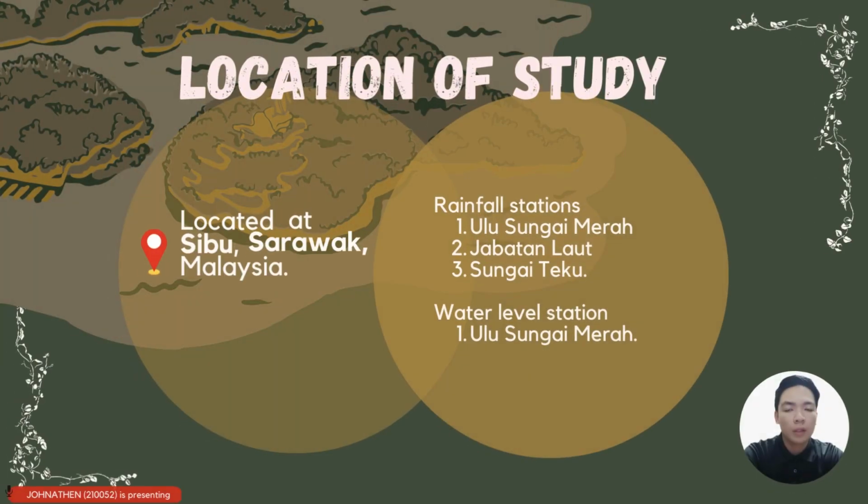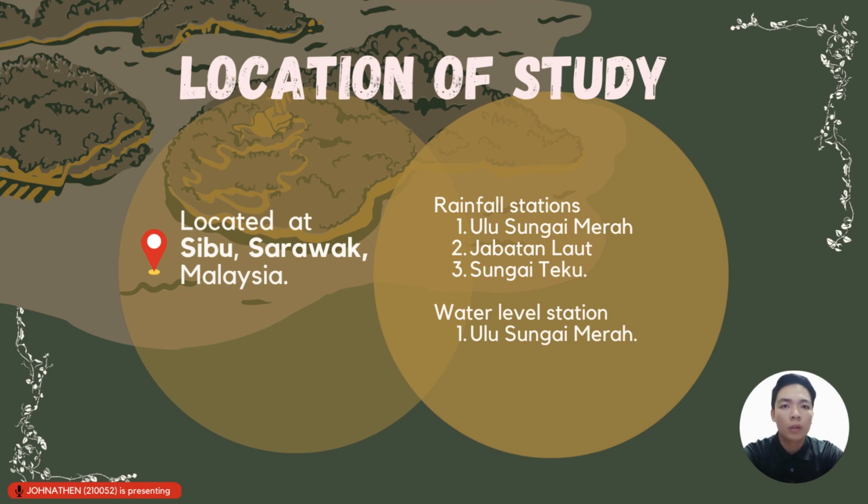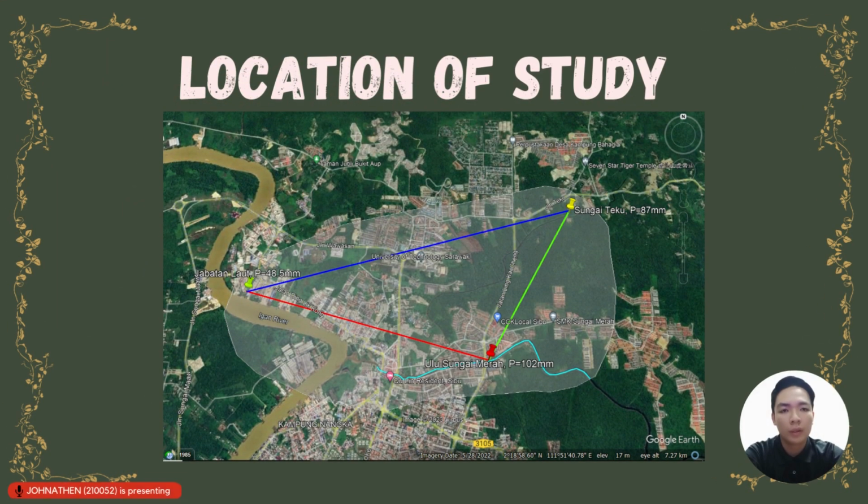For location of study, our group has chosen the location located at Cebu, Sarawak, Malaysia. We are required to collect 5 months of rainfall data from the stations at Hulu Sungai Merah, Jabatan Laut and Sungai Tekong, and only one water level station, which is also located at Hulu Sungai Merah. And this is the location of our study based on the map on the Google Earth Pro application.